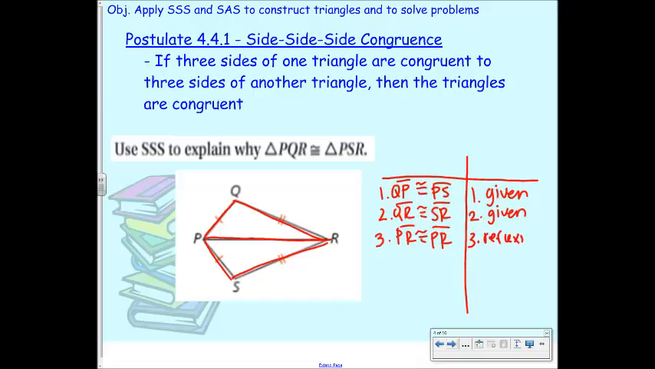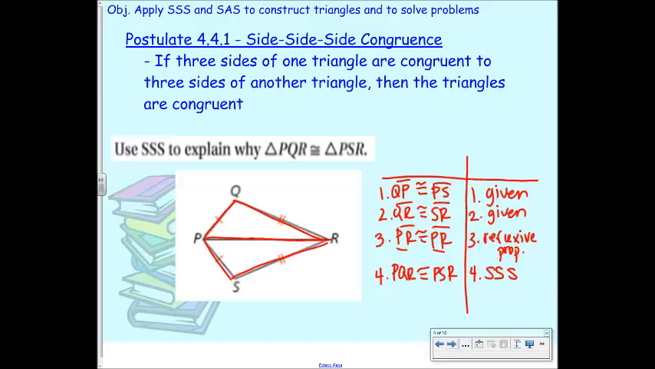So remember that the reflexive property is the property that lets you say something is equal or congruent to itself. So PR is congruent to itself by the reflexive property. Once you know that, then you're done. So PQR is congruent to PSR based on, and we would put SSS here. So based on side, side, side, because we've proven that all three sides are congruent.